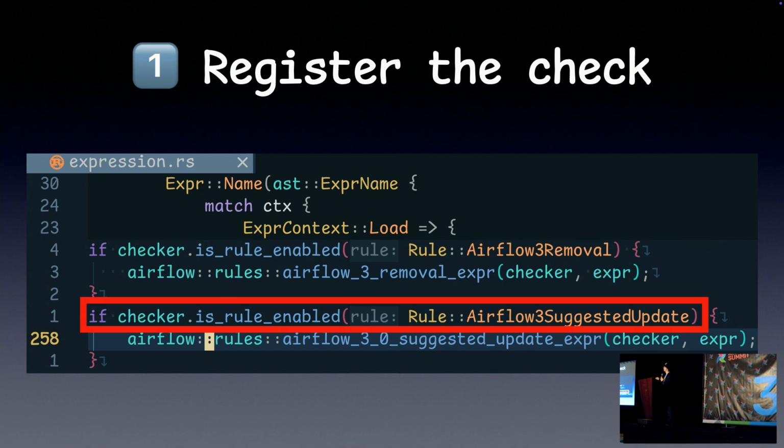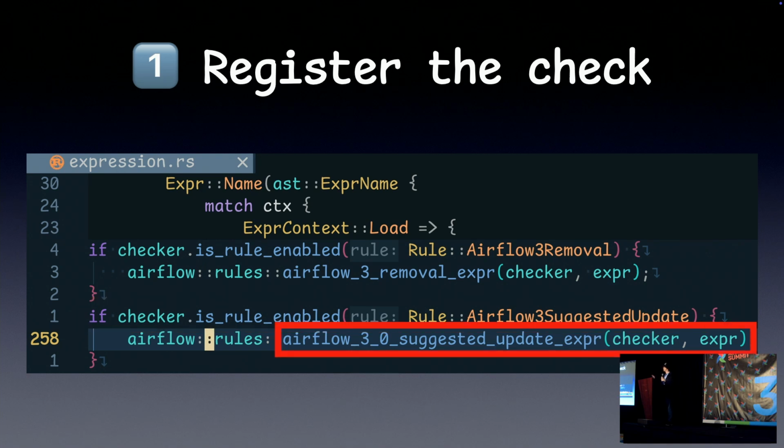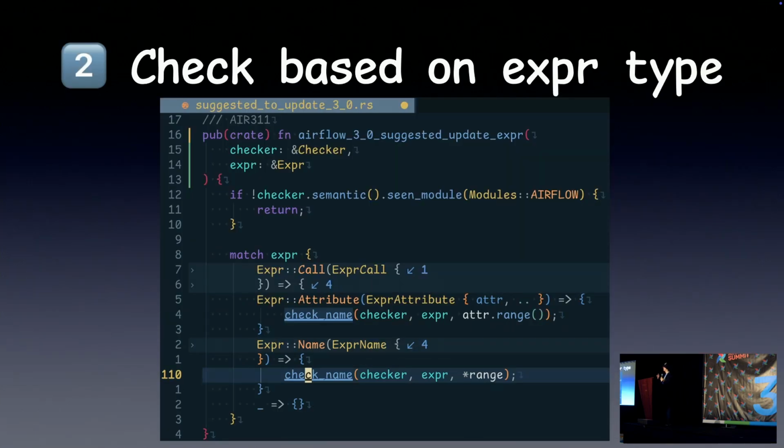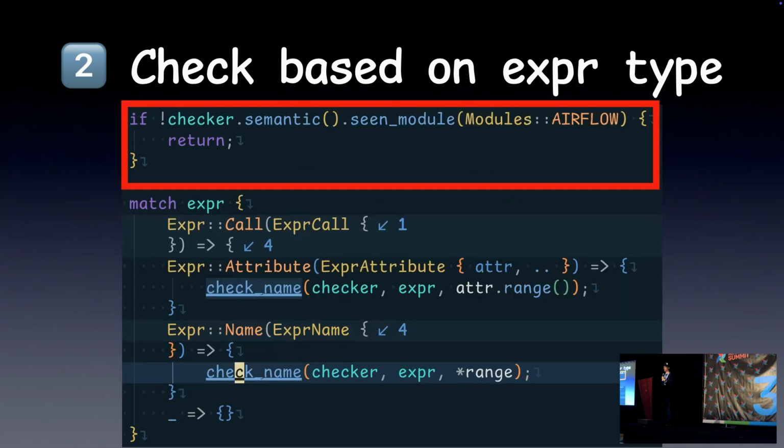Airflow.decorator.dag will be replaced with airflow.sdk.dag. This is the function we implemented in another module. We'll pass the expression AST node into this function, and inside it we'll check whether this Python module uses airflow. If not, we'll just skip it and assume it has nothing to do with airflow.